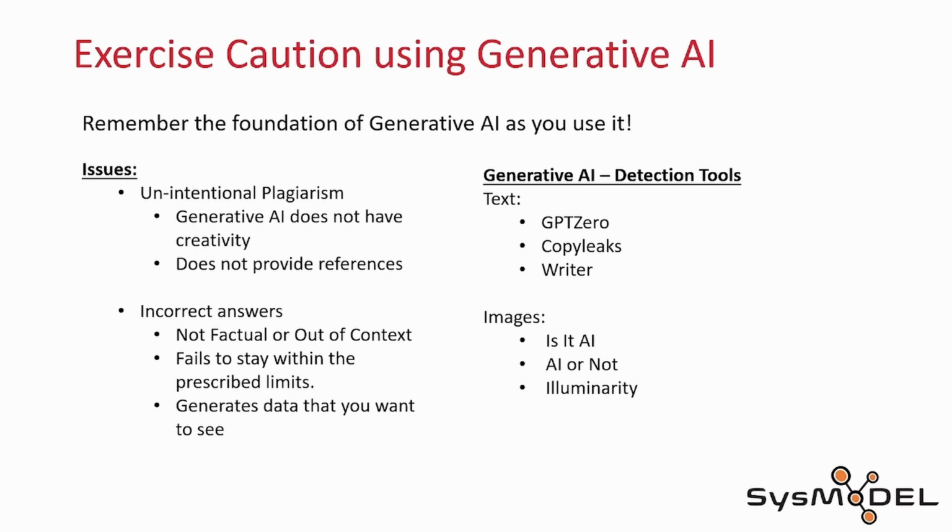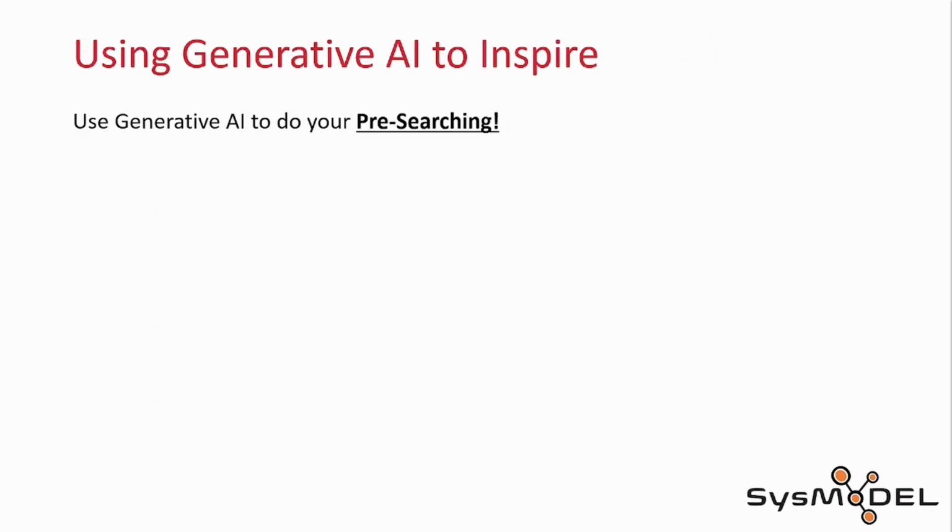A point of concern for educators is the use of generative AI by their students. Here I have provided a few examples of generative AI detection tools available on the internet. However, while generative AI may be detectable in its raw form, a minor revision by a student could easily fool these detectors. While many educators want to limit the use of generative AI, I encourage educators to allow their students to use generative AI to do pre-search.